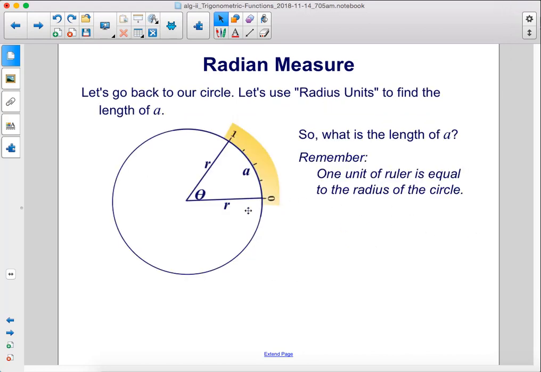Let's go back to our circle. Let's use radius units to find the length of A. So what's the length of A? Remember, 1 unit of ruler is equal to the radius of the circle. So if this is 1 radius unit, then A equals R. The arc A is equal in length to the radius of the circle R, so A equals R.